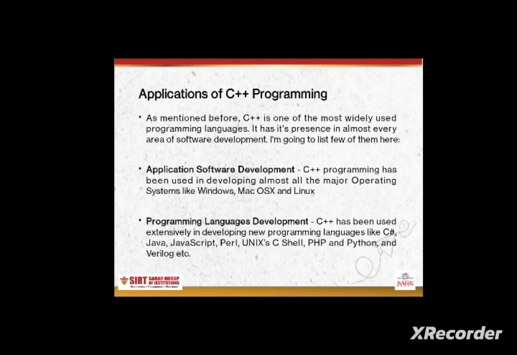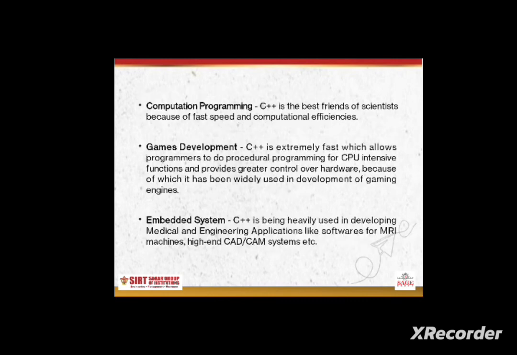So we can say C++ is a very powerful and versatile programming language that is widely used for a range of applications and is well suited for both low-level system programming and high-level application development. Now the next one is computational programming. C++ is the best friend of scientists because of its fast speed and computational efficiency. And the next is games development.